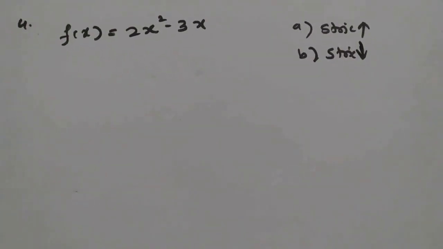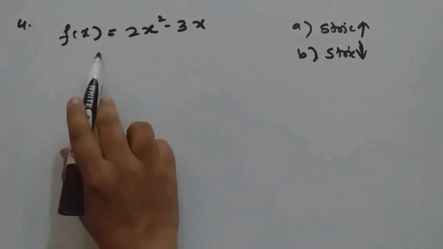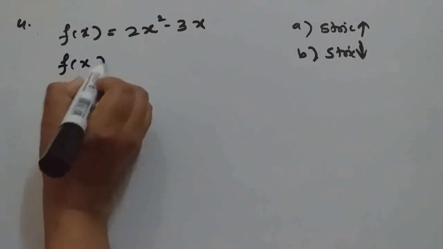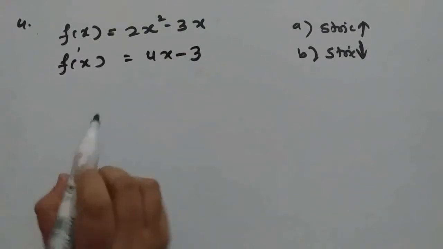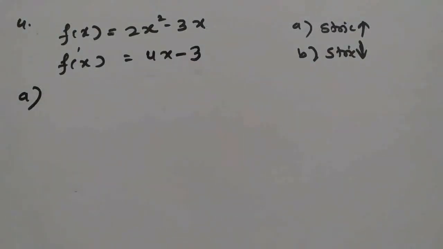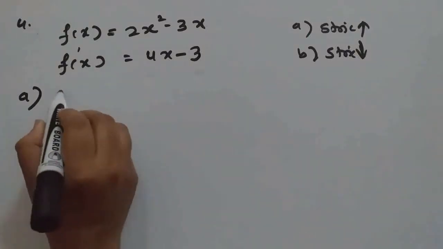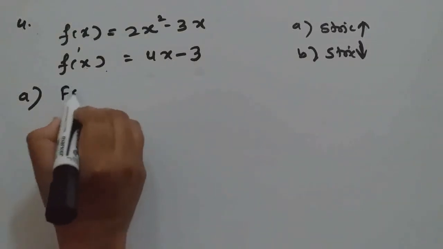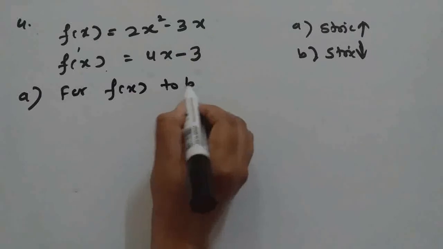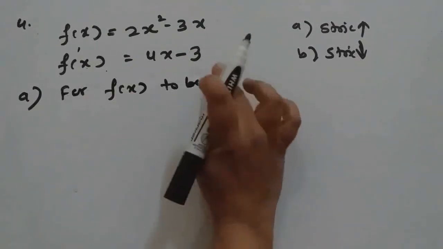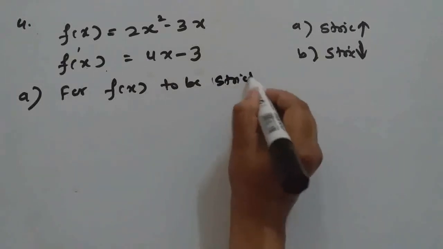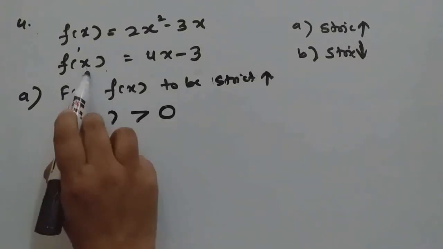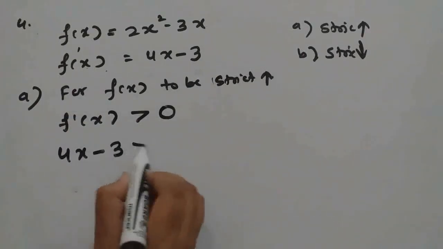Question number 4 is, find the interval in which the function given by this is strictly increasing and strictly decreasing. So first we will find the derivative, 4x minus 3. Now for the first part, for the function to be strictly increasing, what should be the condition? F dash of x greater than 0. So we will write, for f of x to be strictly increasing, f dash of x should be positive. But what we got, f dash of x as 4x minus 3, positive.